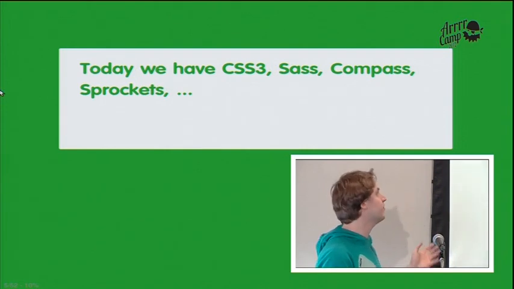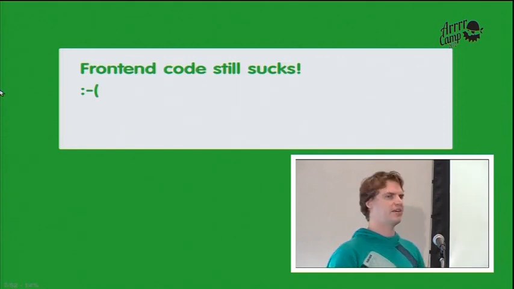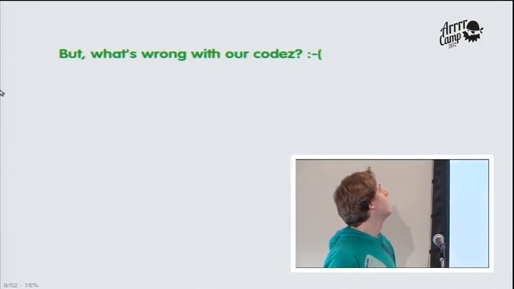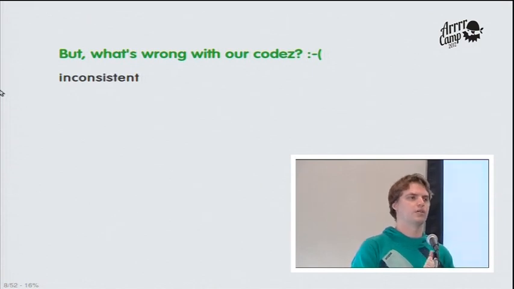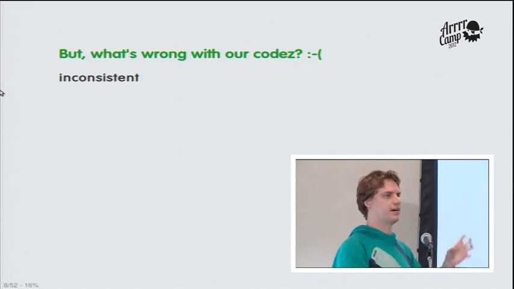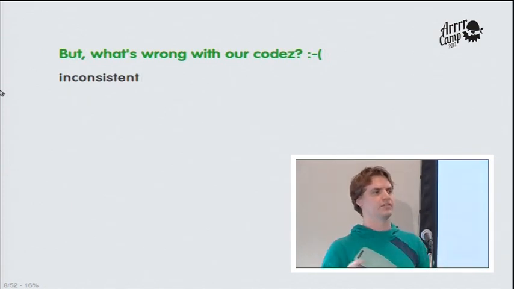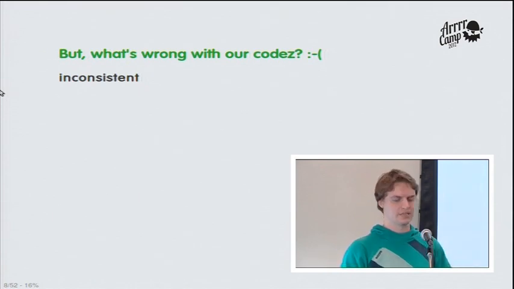So yeah, we have all these nice tools today, but I think front-end code still sucks. And let me explain why. So what's wrong? First of all, I think front-end code always tends to be very inconsistent. You know, there are designers naming things. There are a couple of different developers doing stuff in a different style, and there are different parts of the application done by different designers, and it's really always a kind of inconsistent mess.